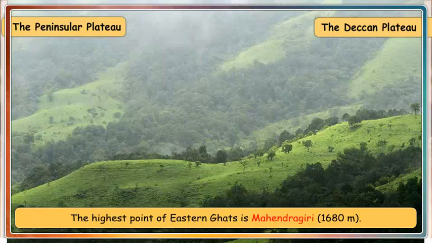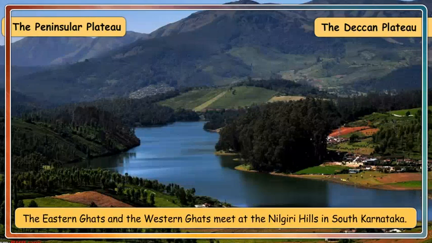The highest point of Eastern Ghat is Mahendragiri, that is 1680 meters. The Eastern Ghat and the Western Ghat meet at the Nilgiri Hills in South Karnataka.